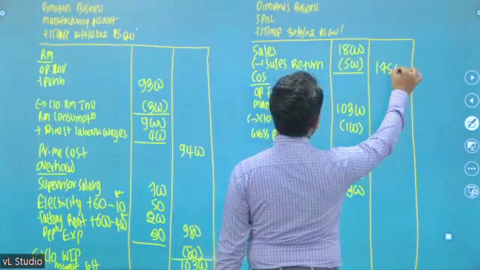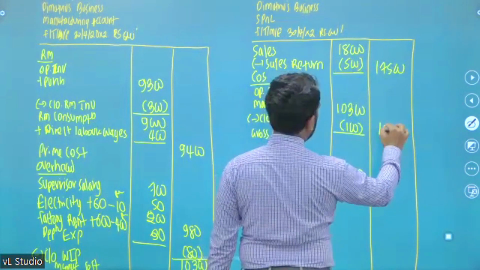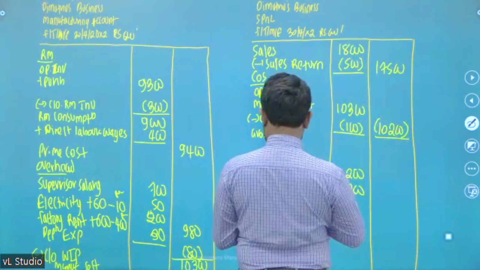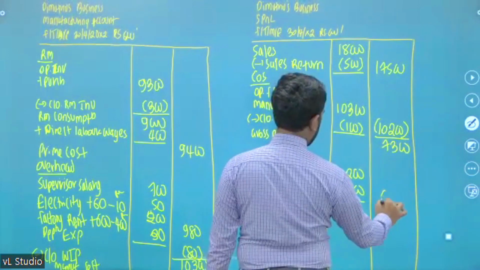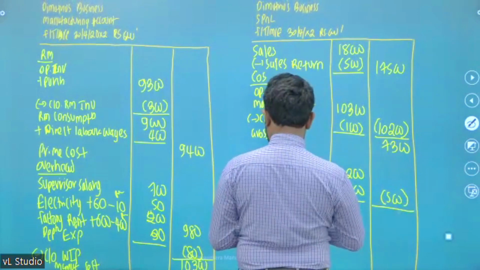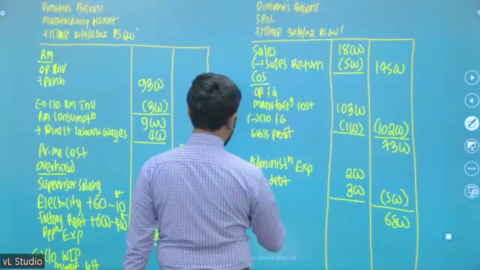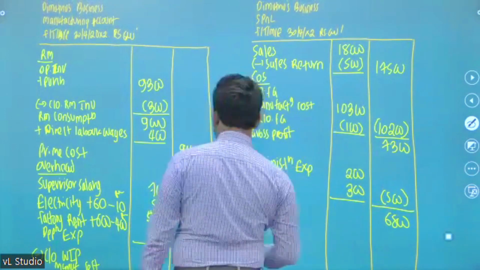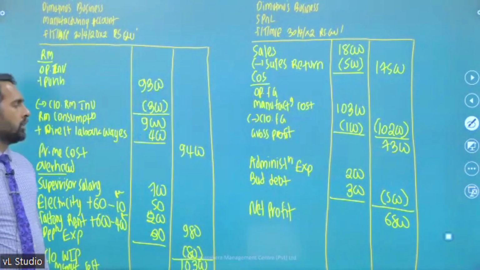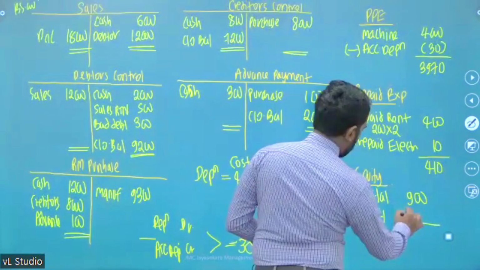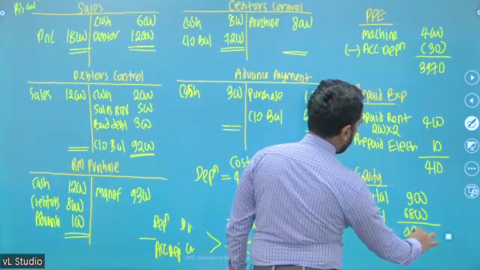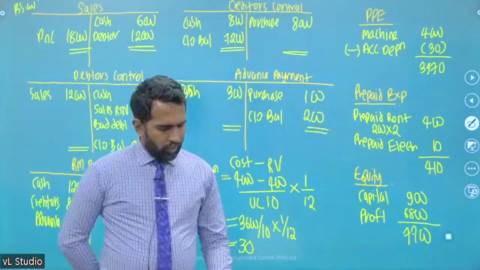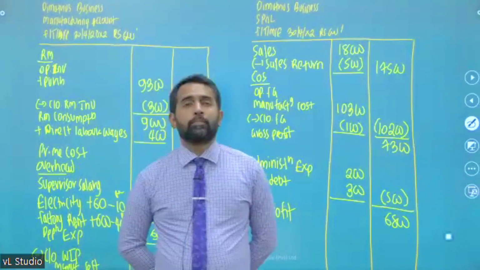Net sales figure 17,500. Cost of sales 10,200. So my profit is 7,300. Expenses 500. So this will come to a value of 6,800, which is the net profit. Finally, we got the net profit to be 6,800. So my closing equity balance is 7,700.